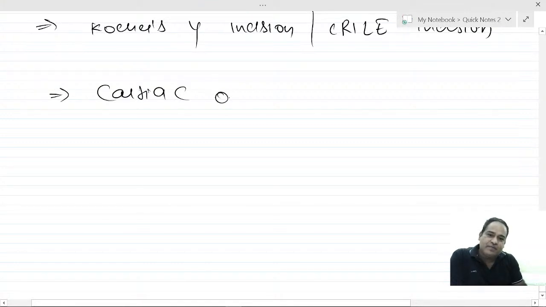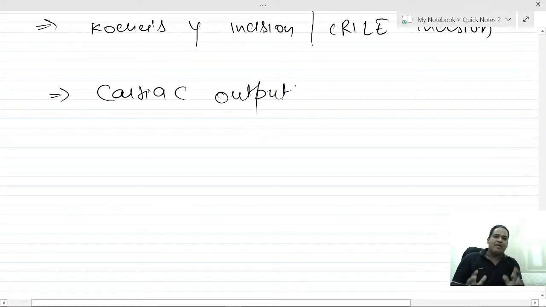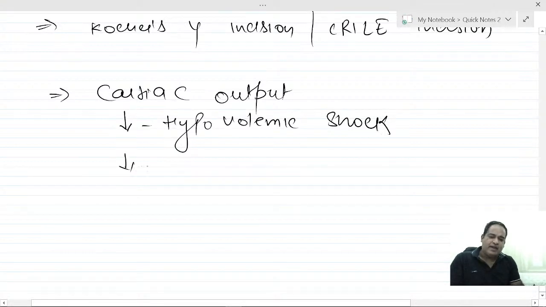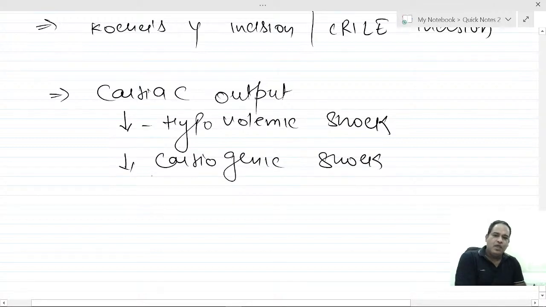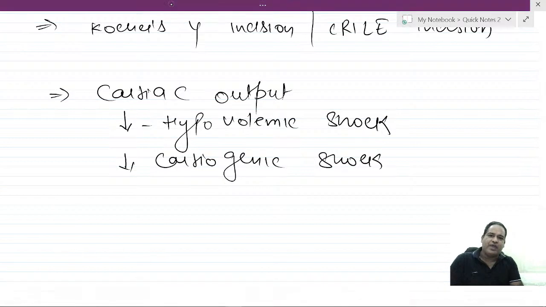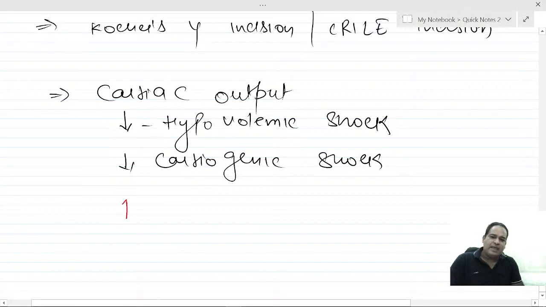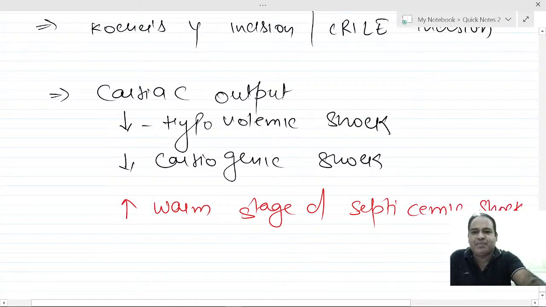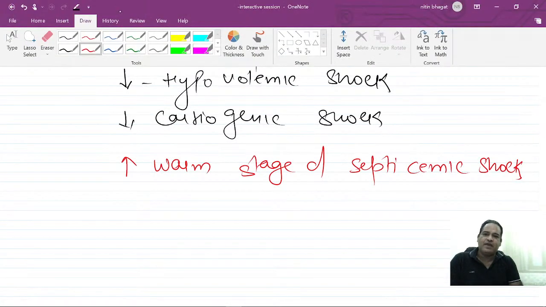Cardiac output. If you want to remember just the basics, cardiac output will be decreased in hypovolemic shock, and decreased in cardiogenic shock. You know, the heart fails as a pump. It will be increased in the early stage of septicemic shock. Fine.